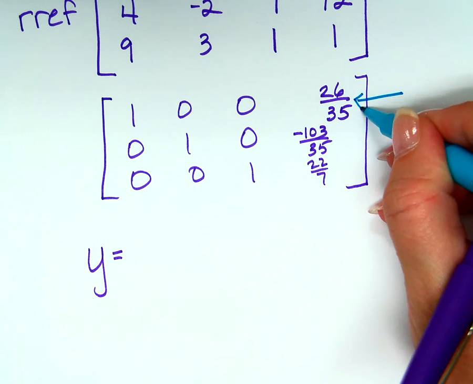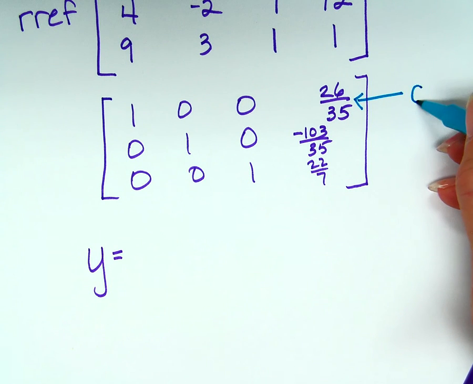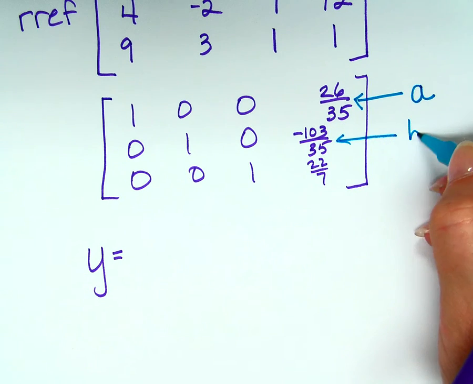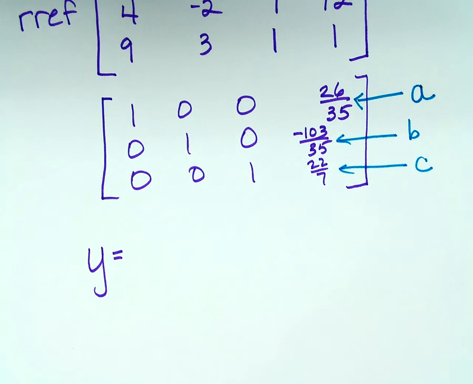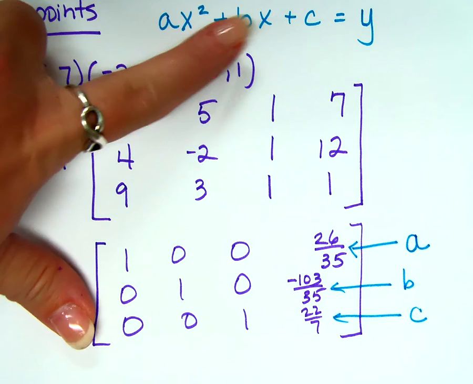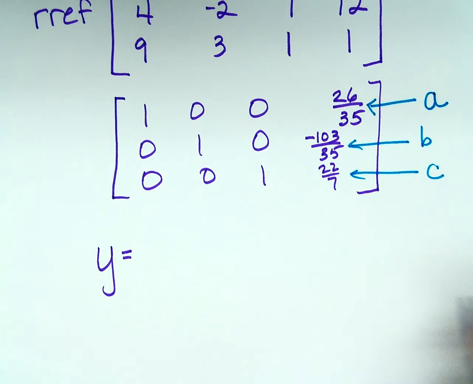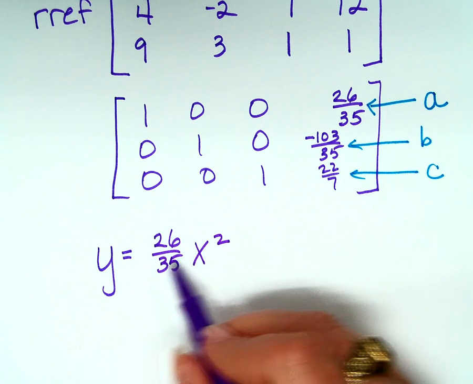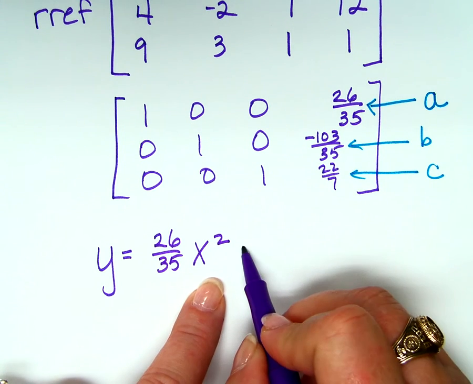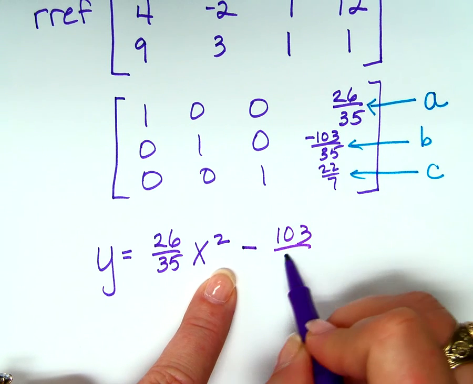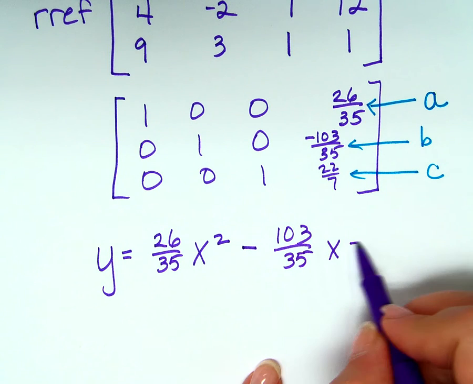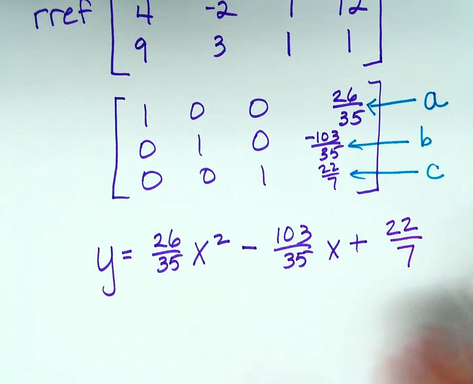What's this? What's this? And what's this? C. And remember from back up here, it's ax squared plus bx plus c. So now we're just filling in blanks, right? 26 over 35 x squared, because it's ax squared, plus bx, so minus 103 over 35 x. I could put plus a negative if I want. Either one's okay. And then plus c, which is 22 over 7. You okay with that?